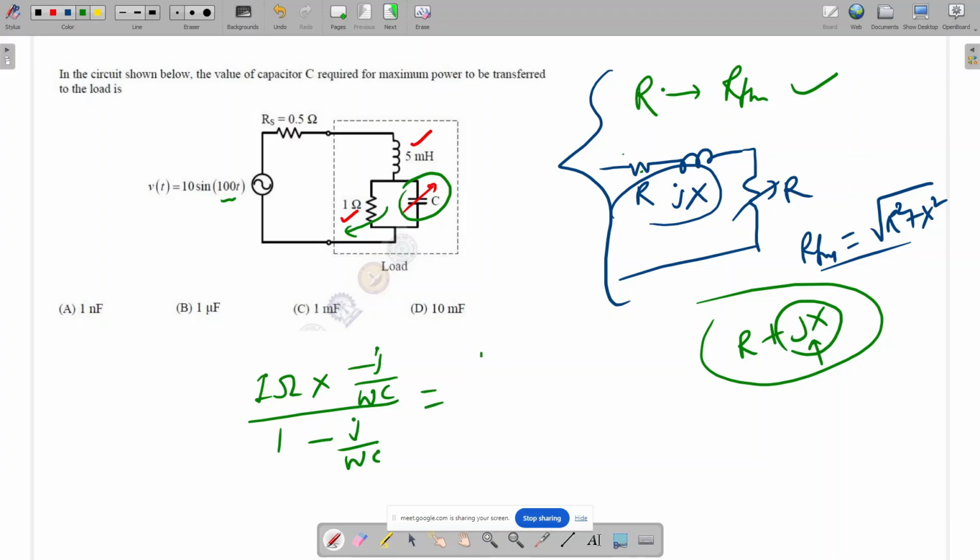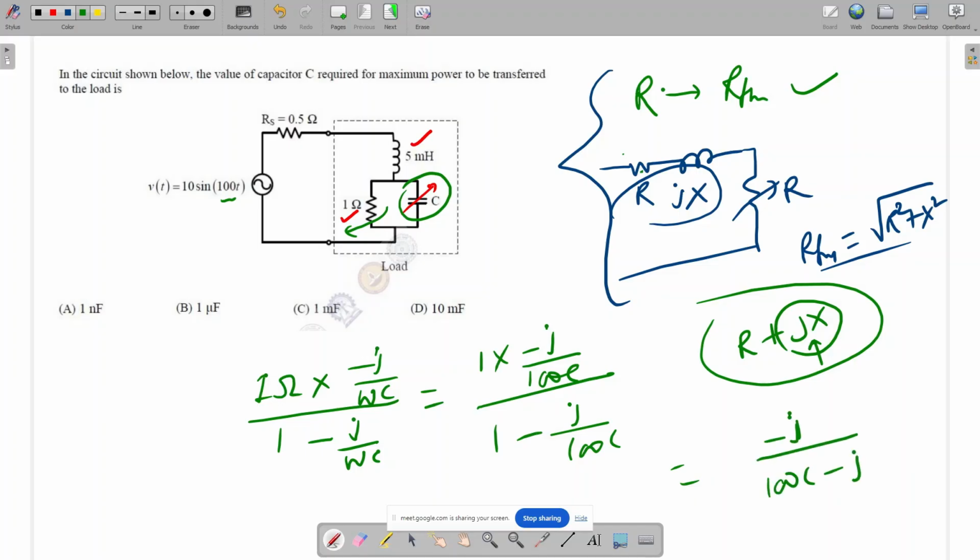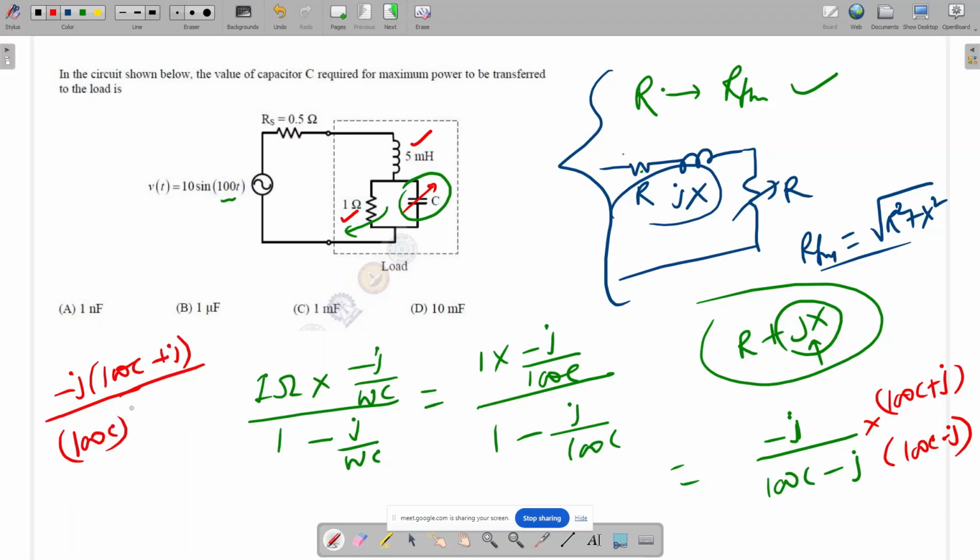So it will be 1 into minus j by 100 c, divided by 1 minus j by 100 c. So it will be minus j by 100 c minus j. This we can multiply by 100 c plus j, and here 100 c minus j. So it will be 100 c square plus 1. So it will be minus j into 100 c plus j, divided by 100 c square minus j. And this will be omega L. Omega is 100, so it will be plus j times 0.5. So this will be the total impedance of the load.